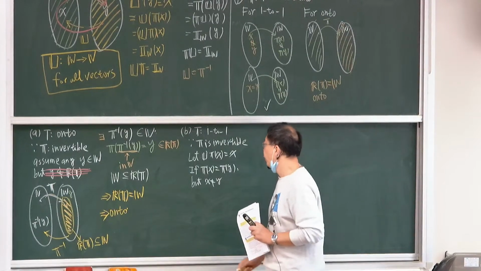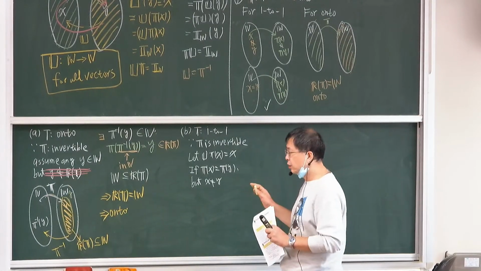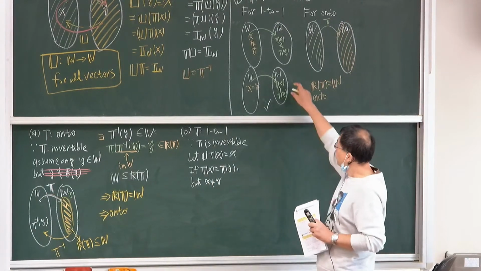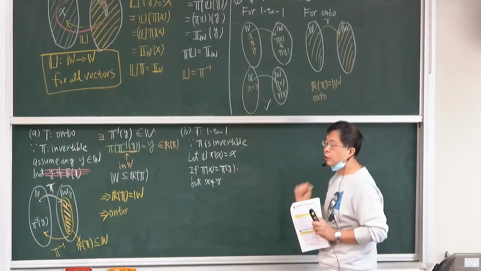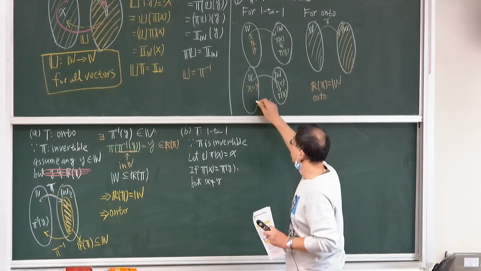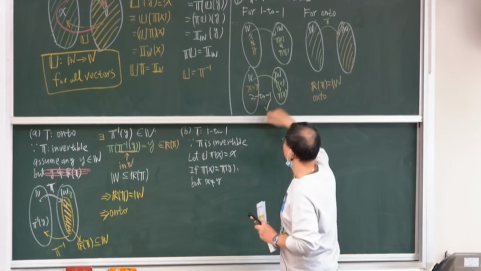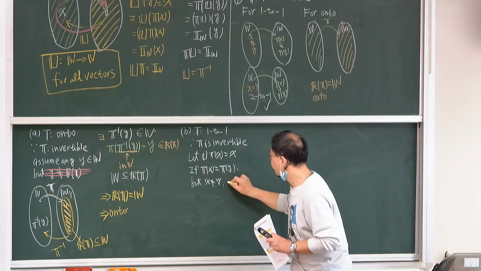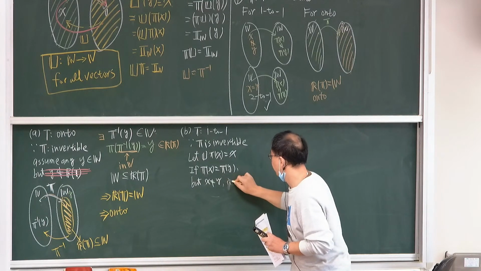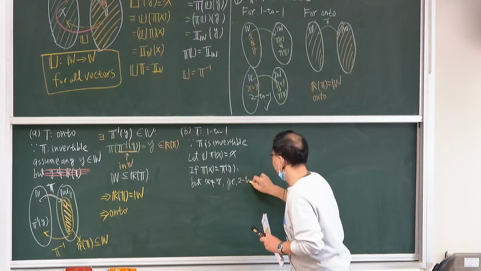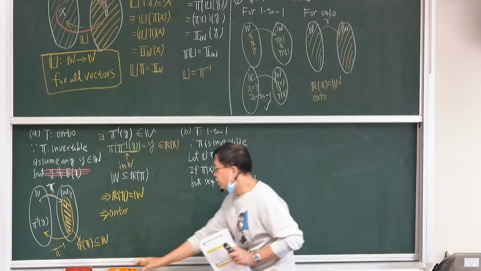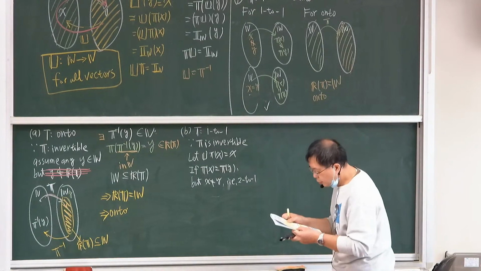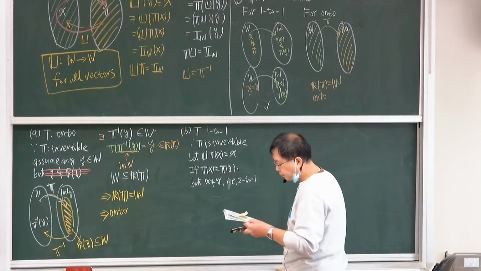Okay, so right now we just use the contradiction approach to prove it. So if we assume T sub X equals T sub Y, but X is not equal to Y, then we can see that it's 2 to 1. From this assumption, it's 2 to 1, that is to say, it's not 1 to 1.